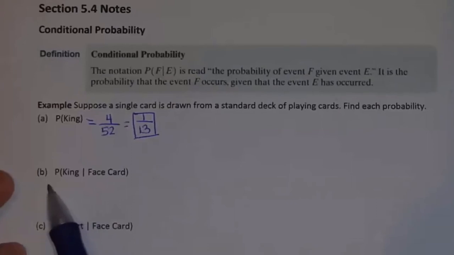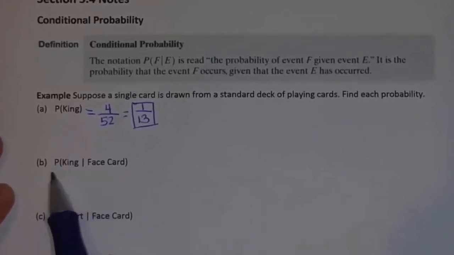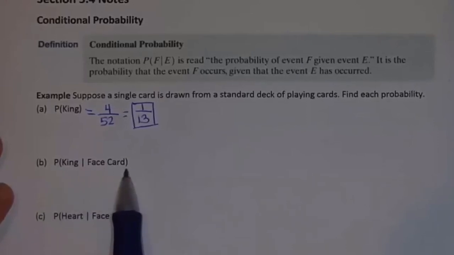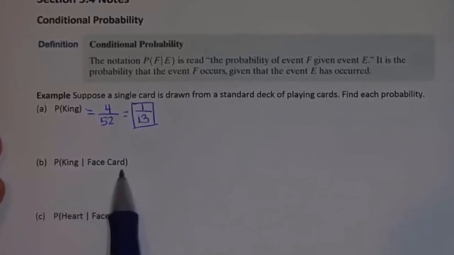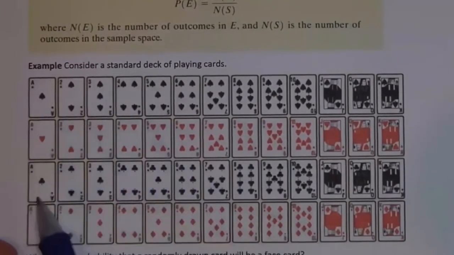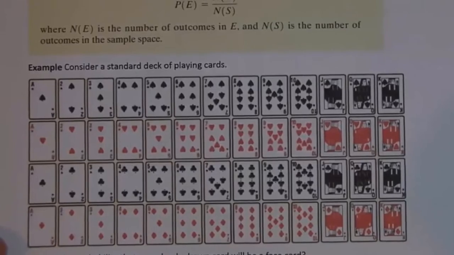Look at the second question here. We're going to randomly draw one card out of the standard deck of playing cards. We want to know, what's the probability that it'll be a king given that it's a face card? On the first problem, we have all 52 cards. That's our sample space. And 4 of those cards are kings, so it's a 4 out of 52 probability.